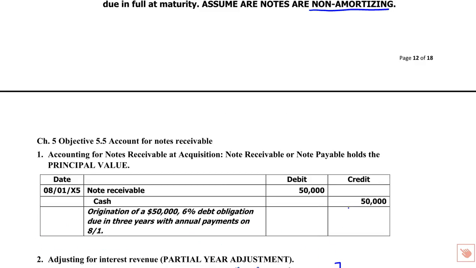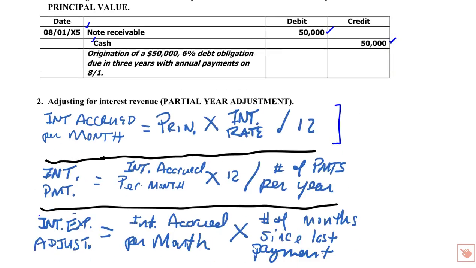How do we account for the initial recognition? We're going to recognize it at historical cost, like almost everything else we've done. So they issue a $50,000 note. They have a $50,000 note receivable, and they essentially bought the note with cash. They lend somebody money. Lending money is buying a note. They issued it on August 1st, so at 12/31 you're going to have a partial year adjustment.